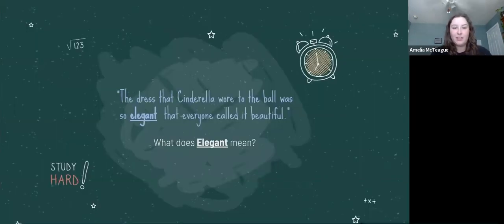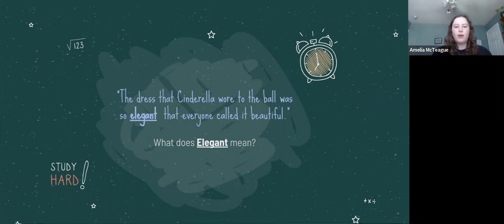Here I have this sentence with this hard word. I'm going to go ahead and read it. The dress that Cinderella wore to the ball was so elegant that everyone called it beautiful. I don't really know what that word elegant means. I'm not sure. What do you think elegant means?